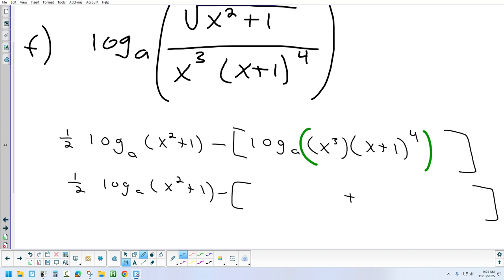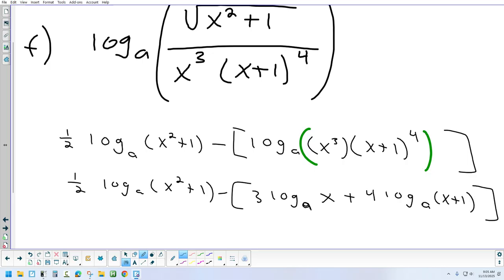What's going to be the base on each log that it splits into? Yep, base A. And what's going to be the final answer for the first log inside the brackets? Yep. 3 log x. Yep, it's going to be 3 log x. And how about for the second log inside the brackets? Yep. 4 log x plus 1. And x plus 1 is in parentheses.